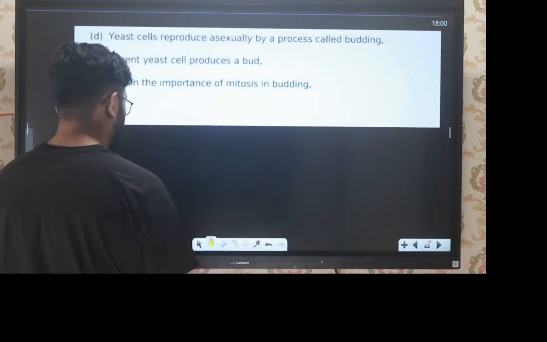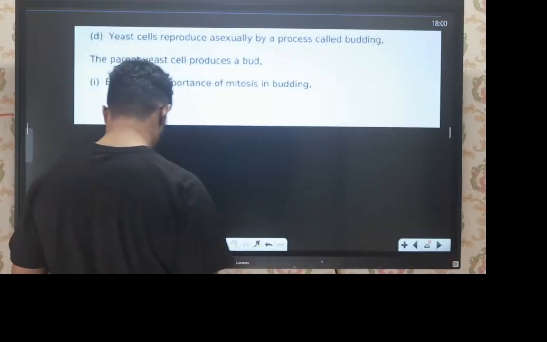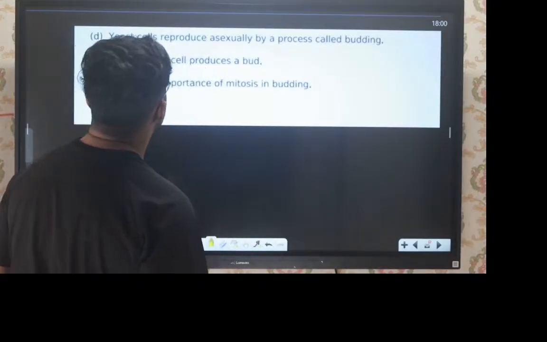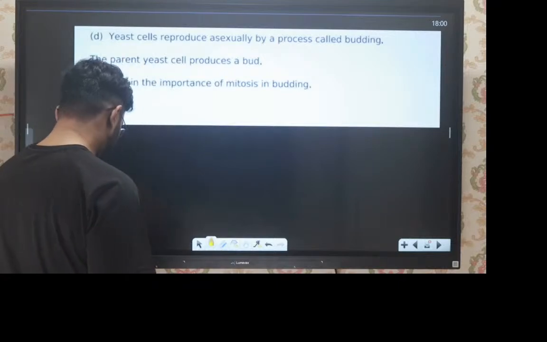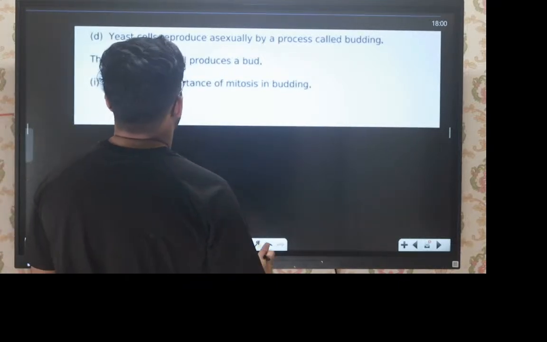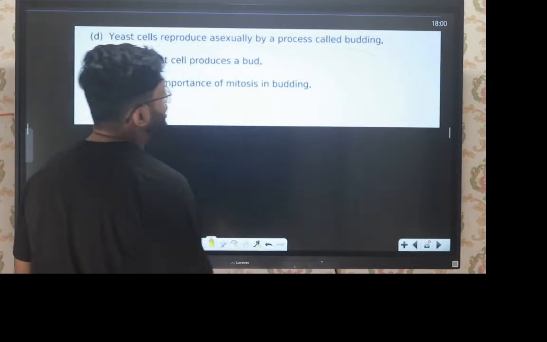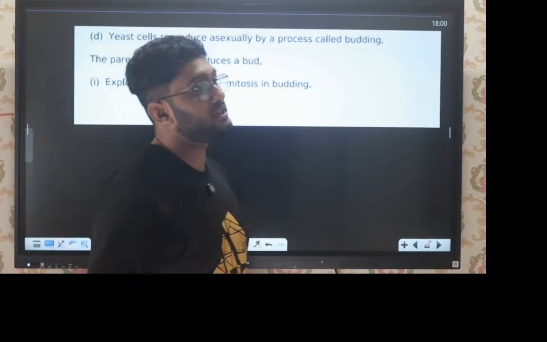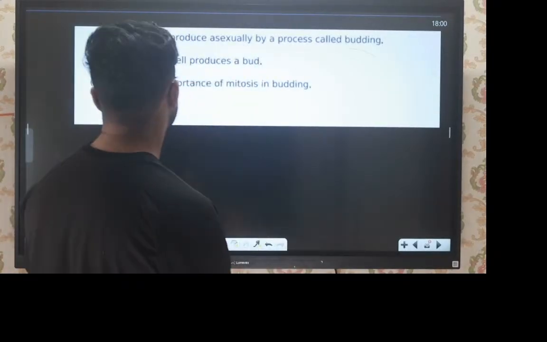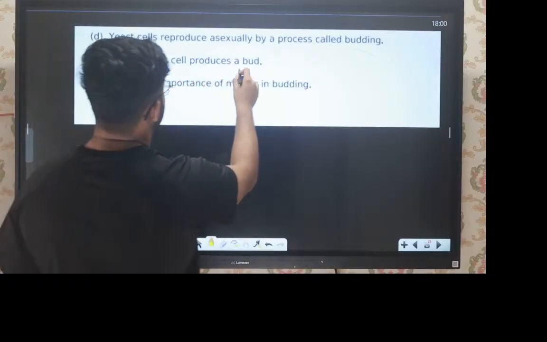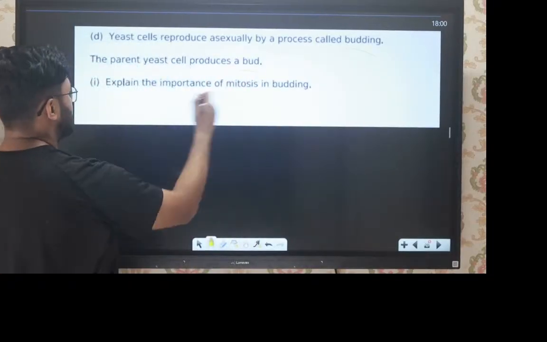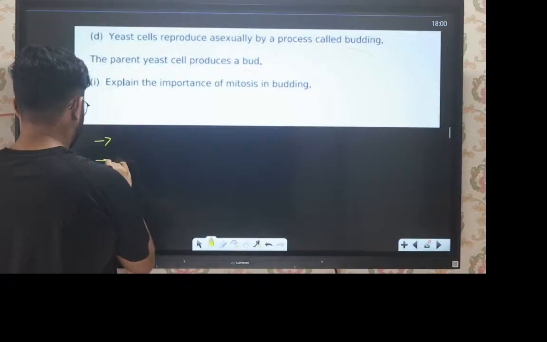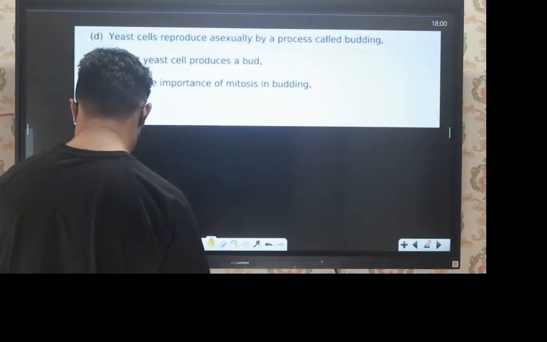Okay, here's another question. Yeast cells reproduce asexually by a process called budding. Budding is the replication process of the yeast. The parent yeast cell produces a bud. Explain the importance of mitosis in budding. So it's essentially going to be around 3 marks.